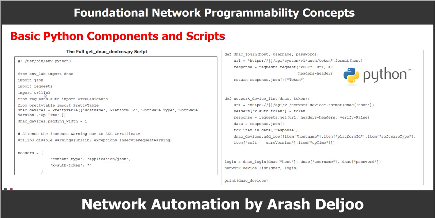After that, we have import urllib3. This imports the urllib3 module, which is an HTTP client. After that, the next line is from requests.auth, and this imports the HTTP basic authentication method from the requests.authentication module for authentication to the Cisco DNA Center.